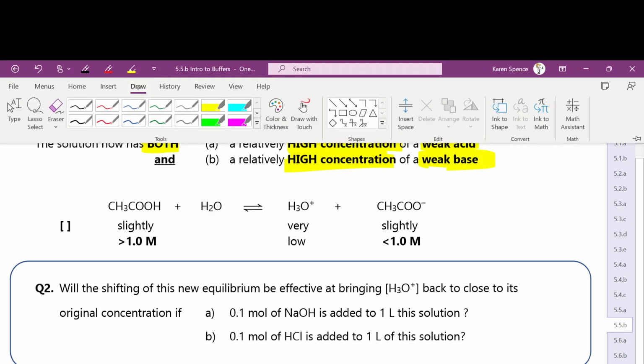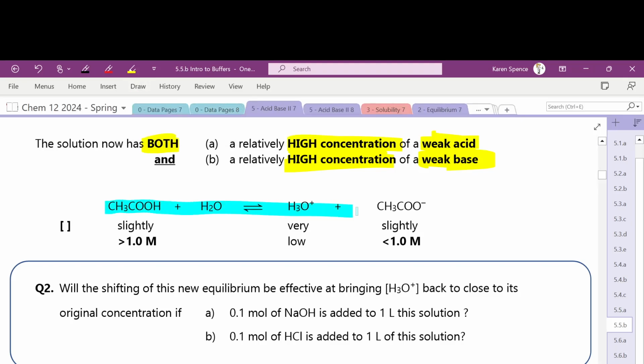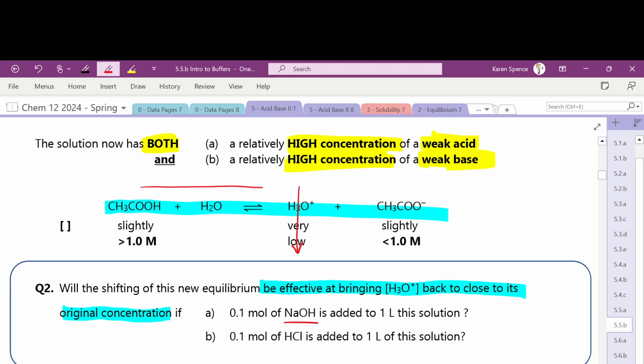So when we look at this equilibrium here, will it be effective at bringing H3O plus back to close to its original concentration if we add NaOH? If we add NaOH, H3O plus decreases, yes? And this would shift to the right, and we have lots of this so it can do that, okay? So yes.